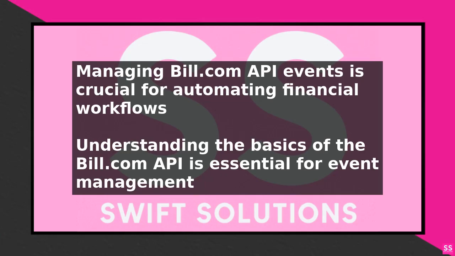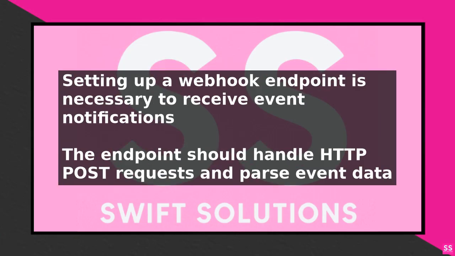First, you need to set up a webhook endpoint in your application to receive event notifications from Bill.com. This endpoint should be able to handle HTTP POST requests and parse the event data sent by Bill.com. You can use a programming language like Python or Java to create a webhook endpoint.